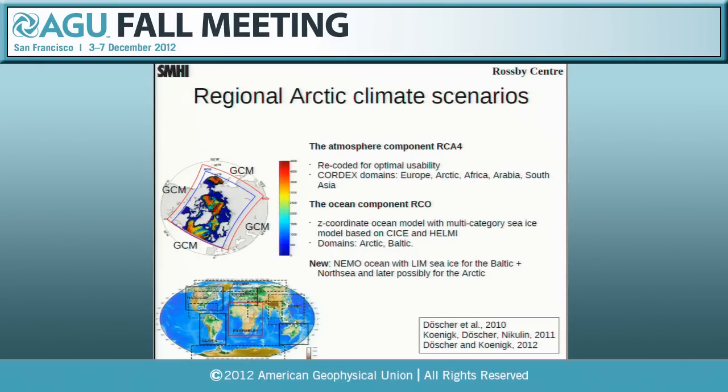Regional Arctic climate scenarios. We are participating in the CORDEX project, which is kind of the regional version of CMIP5. We have many local domains globally, and the Rossby Centre atmosphere modeling is running over Africa, South America, Europe, the Arctic, Southern India, and the Arab region. So the Arctic is just one of the domains, but the Arctic is special because we are coupling there. It's a coupling between the regional atmosphere model, RCA4, and the ocean component, RCO. There's a new development for the European domain, where the ocean model has been replaced by a new NEMO model, and that might also be the path for the future Arctic development, but currently it's RCA, RCO.